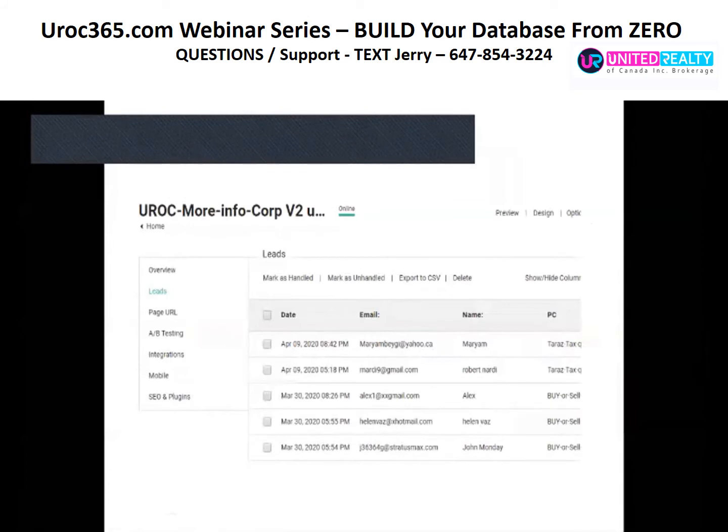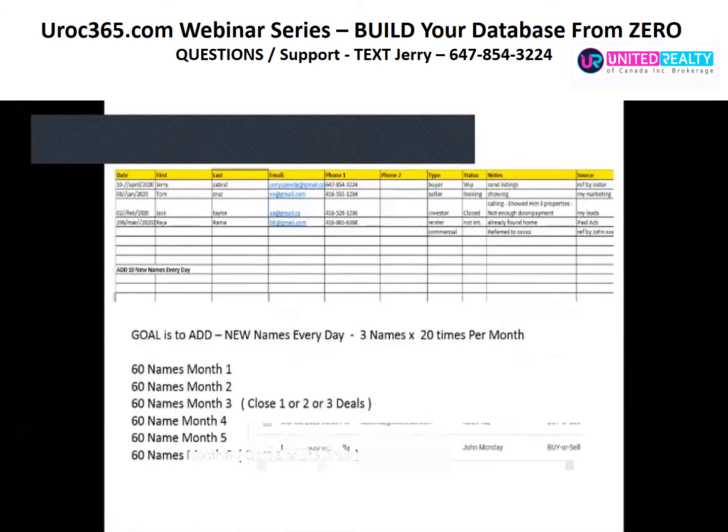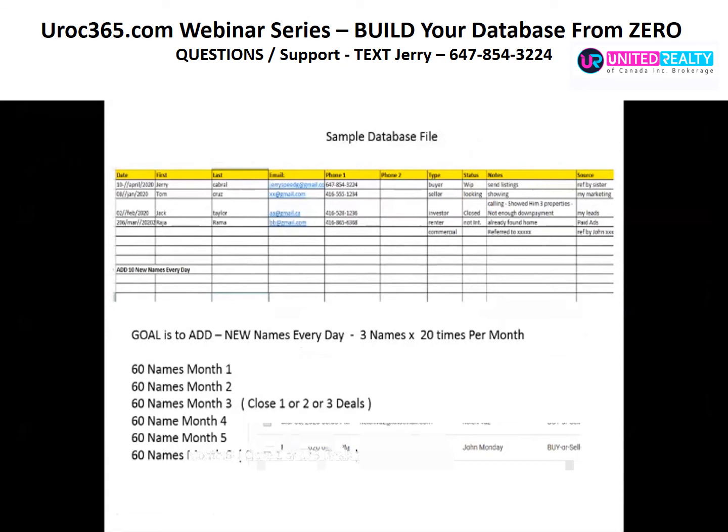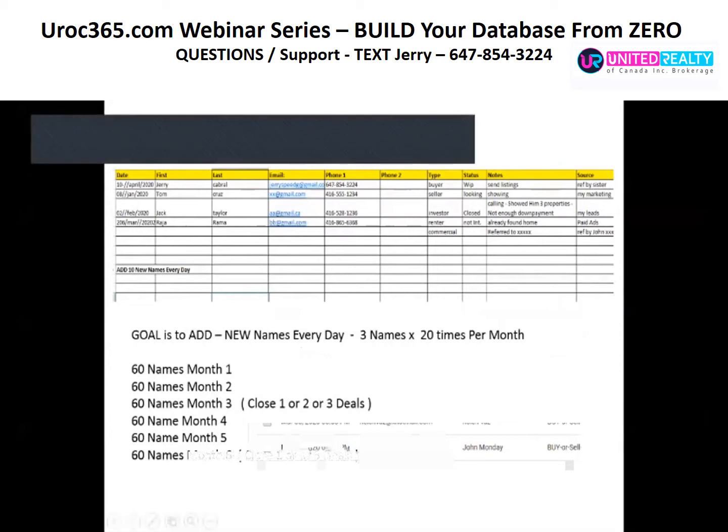And you can see here are the names of the people. So here is the sample database file, and everybody who's on this call, I will make sure that you get a sample of this database file. This sample is created in a simple Excel format, and you can add more columns to it. So the whole idea is, you have the date, the first name, the last name, the email address, the phone, the type, the status, the notes, and the source.